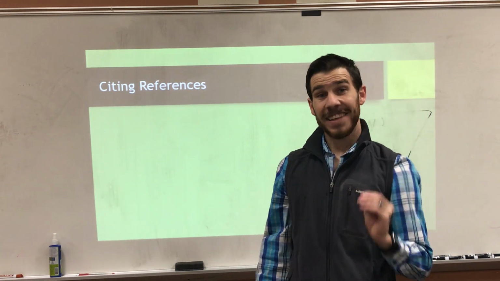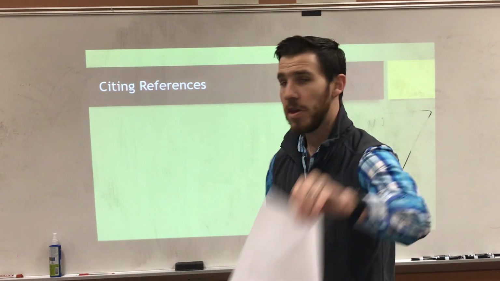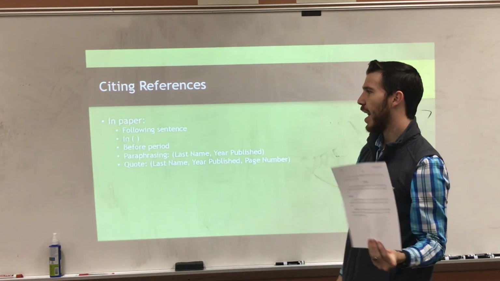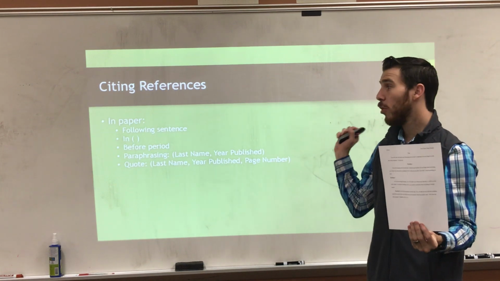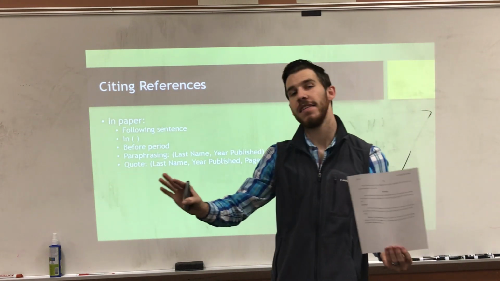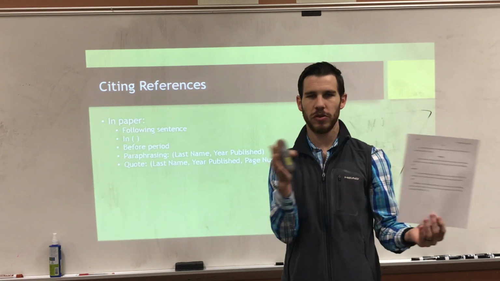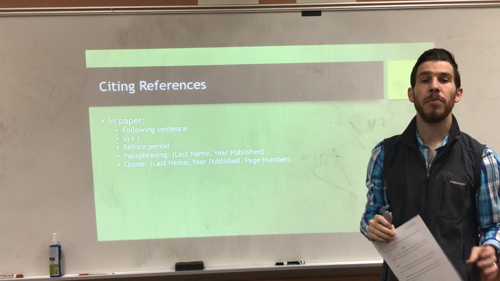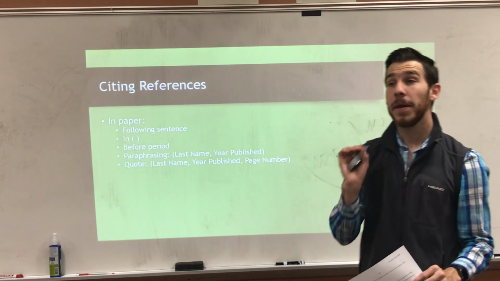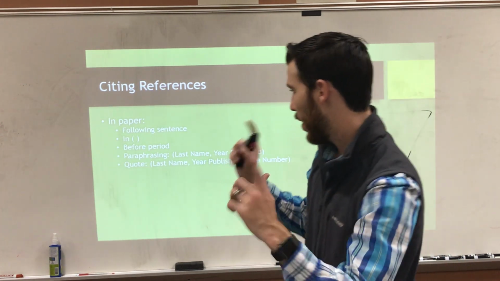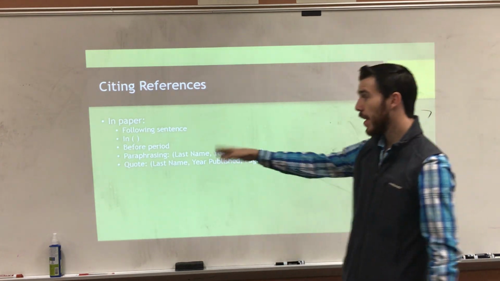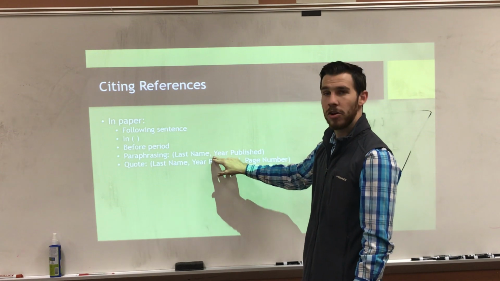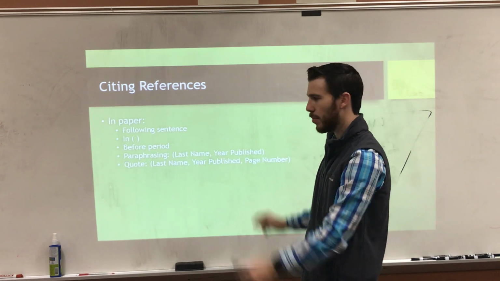Now when you're actually doing the in-text citations, you need to make sure that you follow what I have here. In the paper, it will follow the sentence, so it'll be the very end of the sentence, unless you're saying something like according to whoever, which I'll get to. But it'll be the very end of the sentence, in parentheses, and then the period will follow the citation. So if you're paraphrasing, meaning it's not direct word for word, you will do last name, comma, year of publication. That's all within the parentheses.